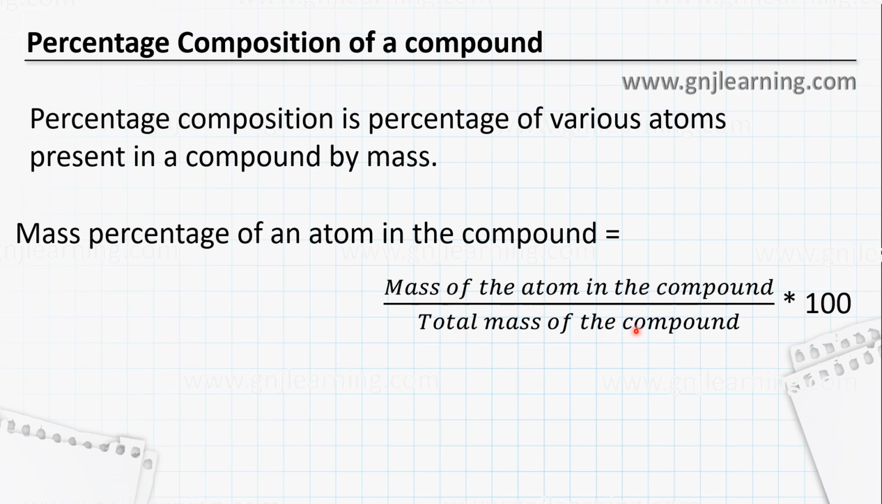So this is how you can calculate the percentage composition of a compound, or you can calculate the percentage of an atom in the compound. So if you are doing this for all the atoms in the compound, you can find out the percentage composition. Clear? Let's look into an example.